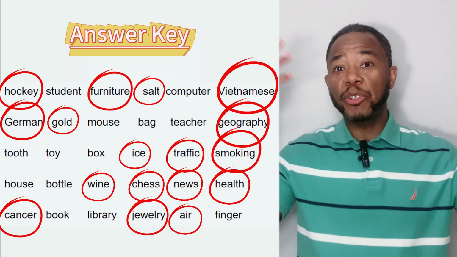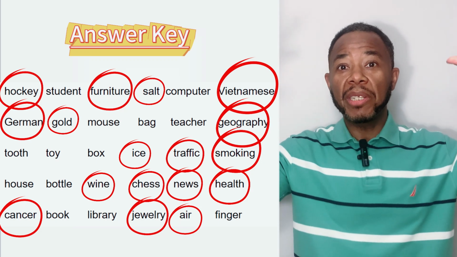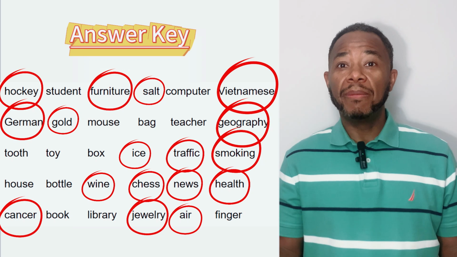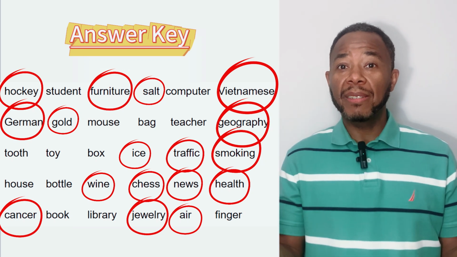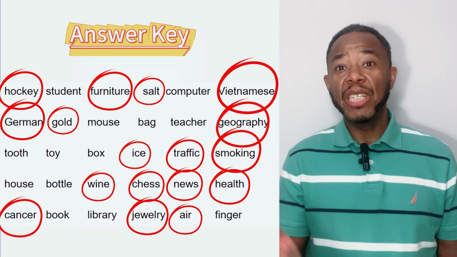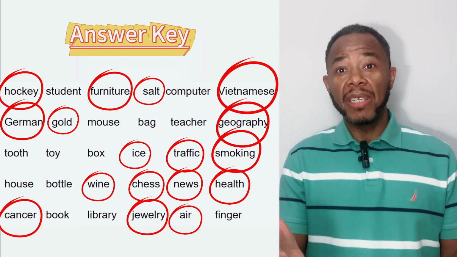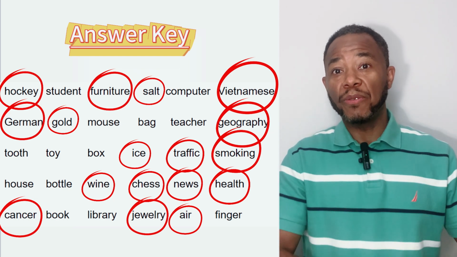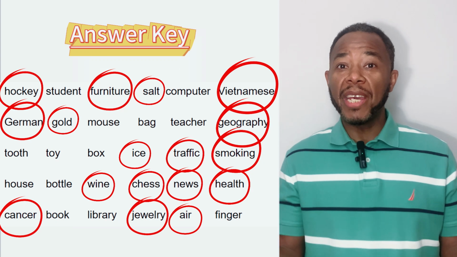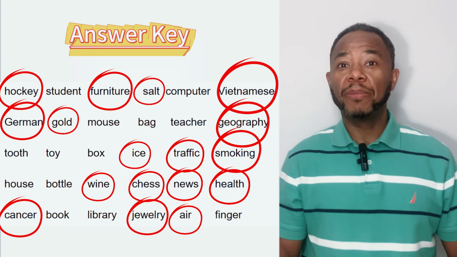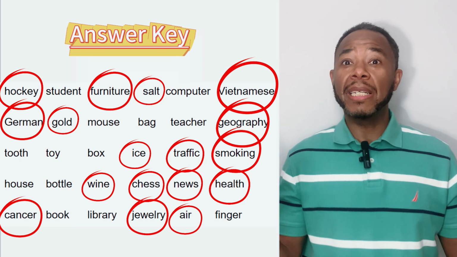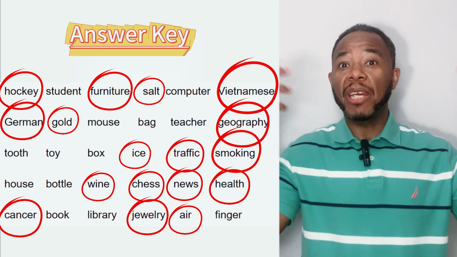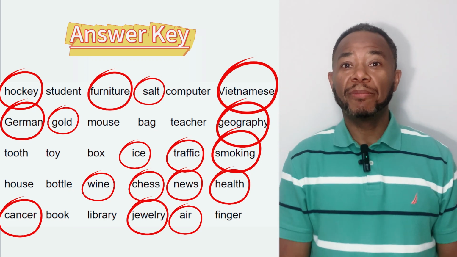News. This is abstract. Cannot see it, cannot touch it. Air. Air is a substance. Vietnamese. This is a language. Geography. This is a field of study at the university. Smoking. This is an activity. And health. Health is abstract. Cannot see it, cannot touch it.